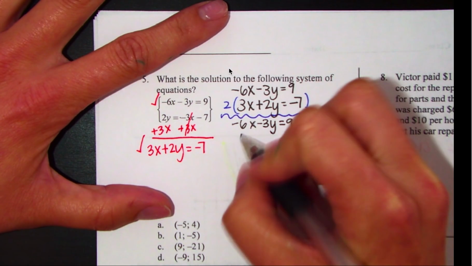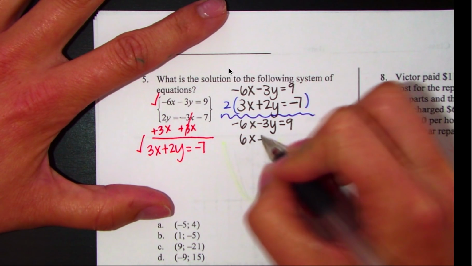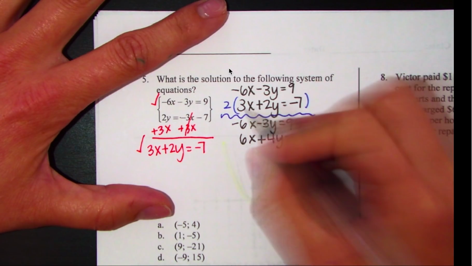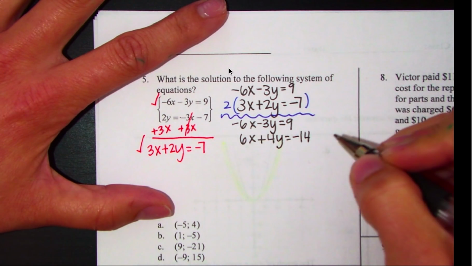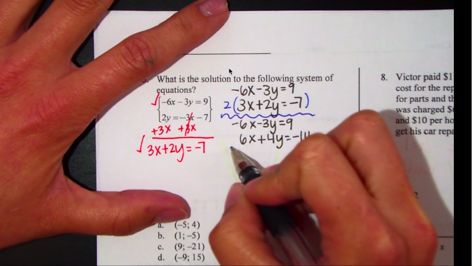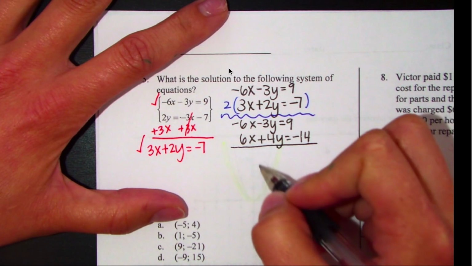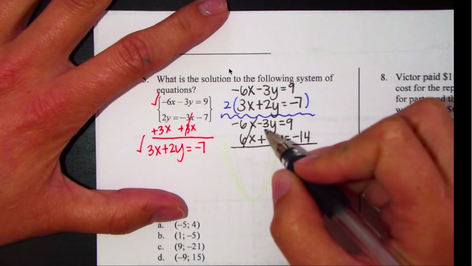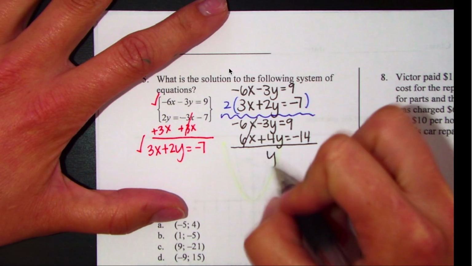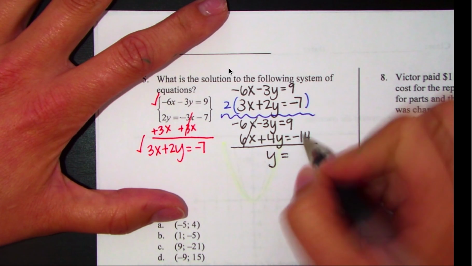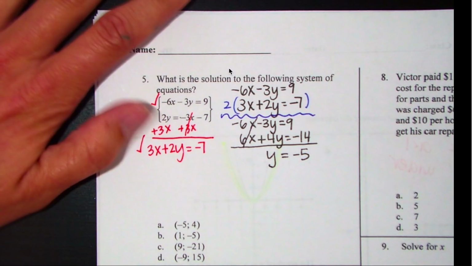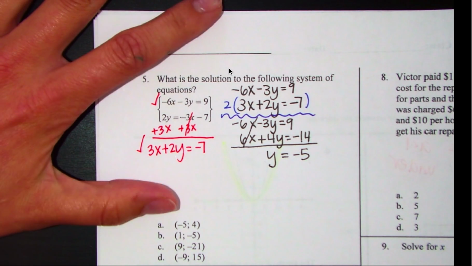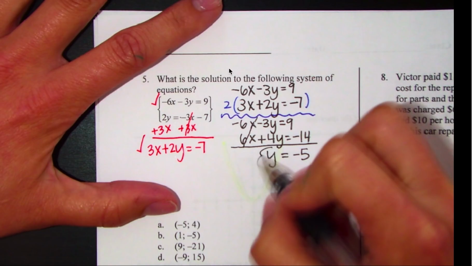So 2 times 3x is 6x. 2 times 2y is 4y. 2 times -7 is -14. And then using my combination method, next I'm adding down. So -6x and 6x, those cancel. -3y and 4y is 1y. 9 minus 14 is -5. So I have part of my answer so far, but I am not done yet.